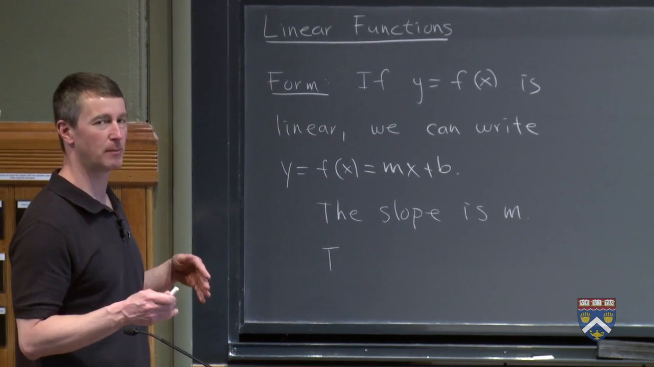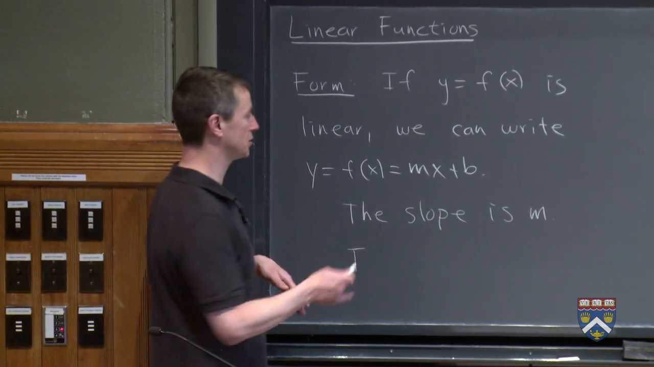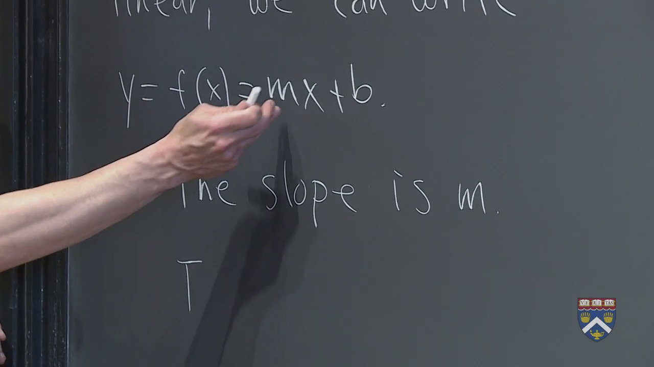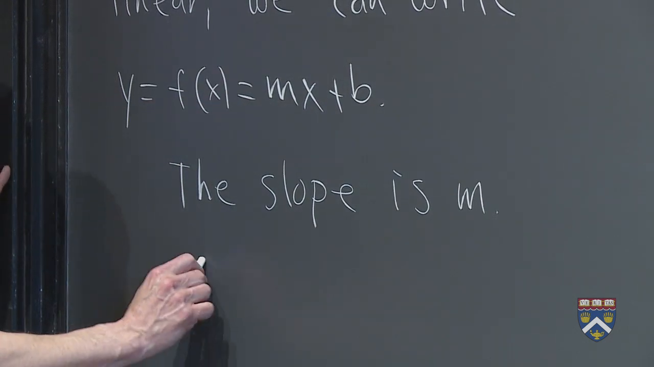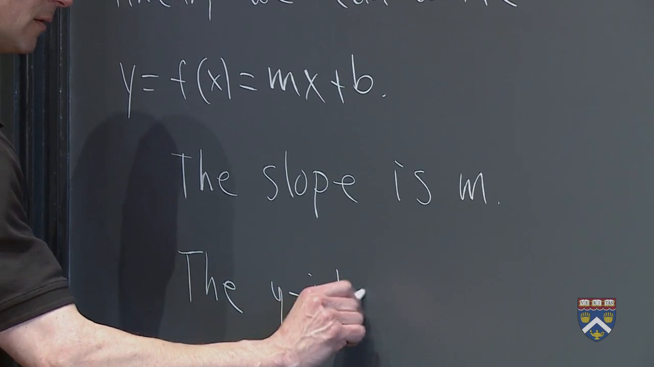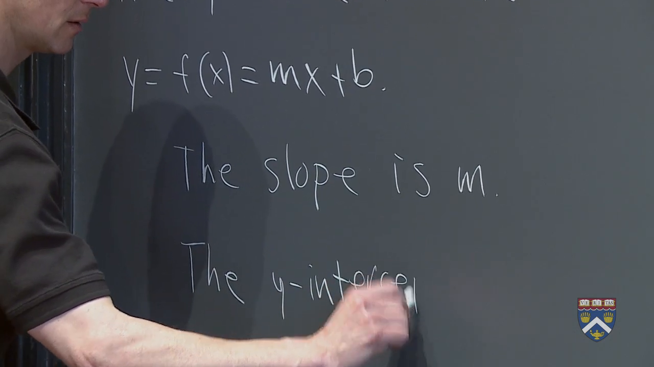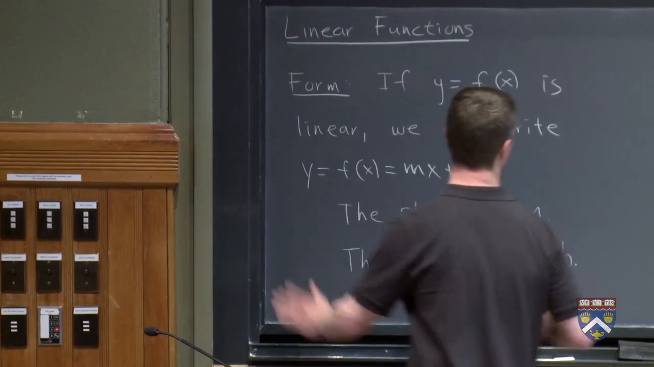And remember, the thing you have to remember about the y-intercept is that it is actually when x is 0. So if I plug in 0 for x, we get m times 0. That term would go away. We'd be left with just b. So the y-intercept is b.